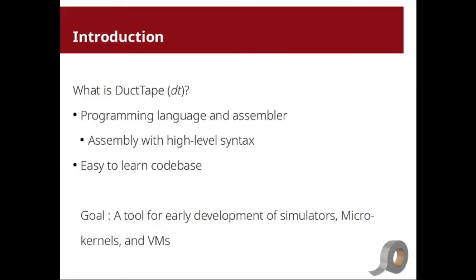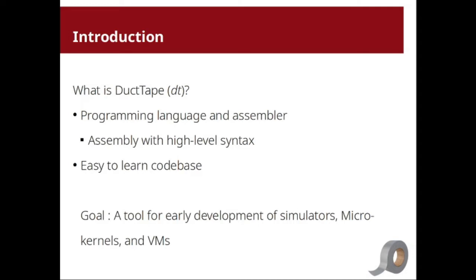First of all, what is DuctTape, or DT for short? DT is a programming language and assembler that targets the RISC-V instruction set. It differs from standard assembly and GNU tools by providing several syntactical constructs borrowed from higher level languages, such as while loops and if statements. Essentially, the result is a hybrid language that is part assembly and part high-level language.